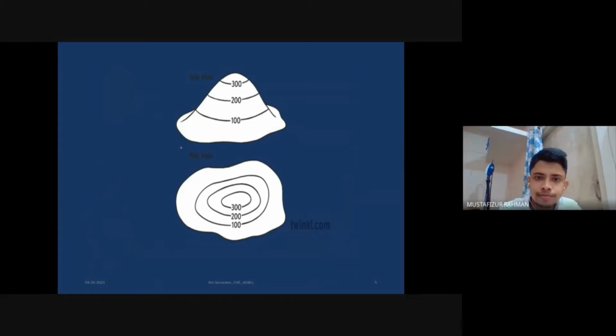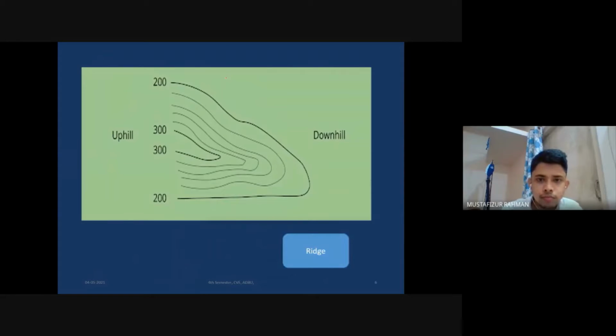Again, a simple example: we have a hill, the RL is increasing, so therefore we must have a hill. Then again, this one. How do you know this is uphill? How do you know this is downhill? Because of the RL. Again, same thing. 300 is the RL. The RL is decreasing here. We are not writing the values, but we are writing here 200. So we will assume that the RL is decreasing along this way.